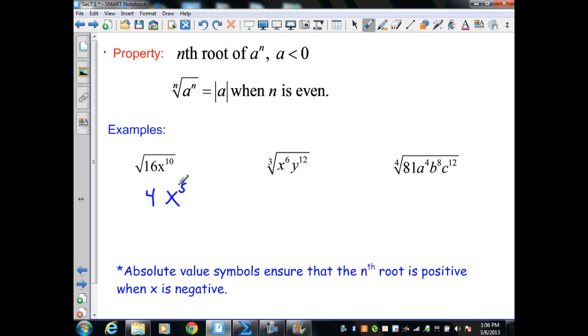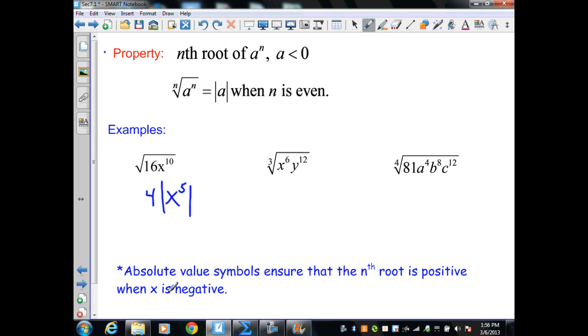Or in other words, when I find a product of variables, I add their exponents. X to the 5th times x to the 5th is x to the 10th. And since this value, which would be my a here, has an odd exponent, I need to make sure that this is inside the absolute values. That ensures that the nth root is positive when x is negative.